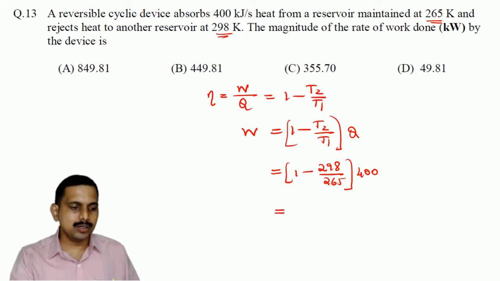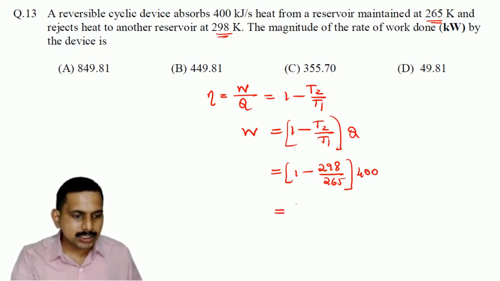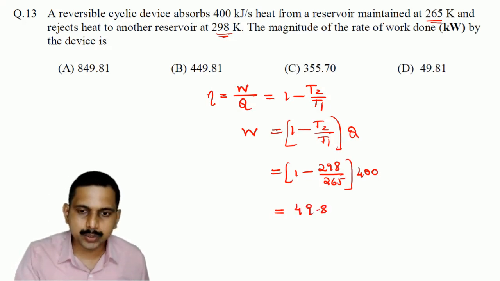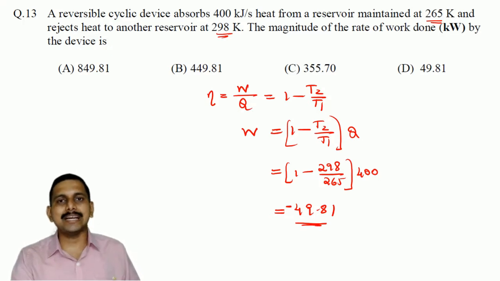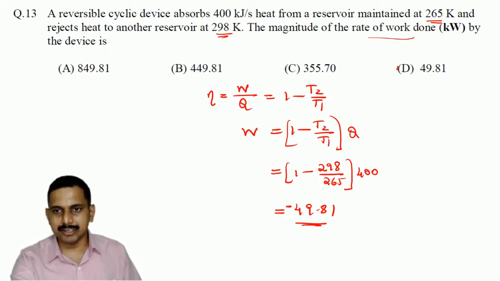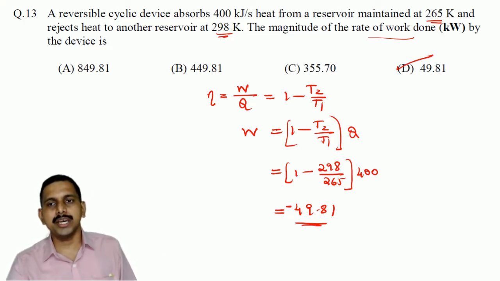So the answer I got was minus 49.81. That means work is done on the system, not work done by the system. The magnitude of the rate of work done by the device is actually work done on the device. It is a refrigerator. So the answer is 49.81.